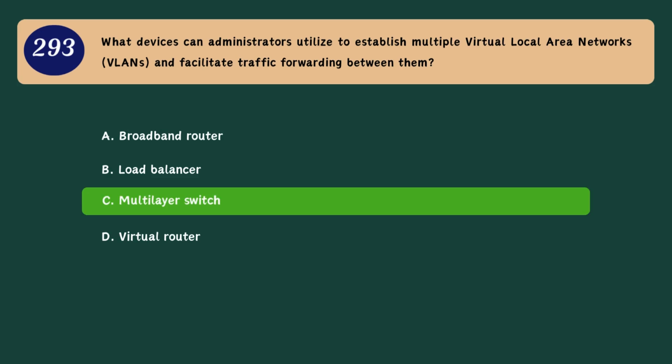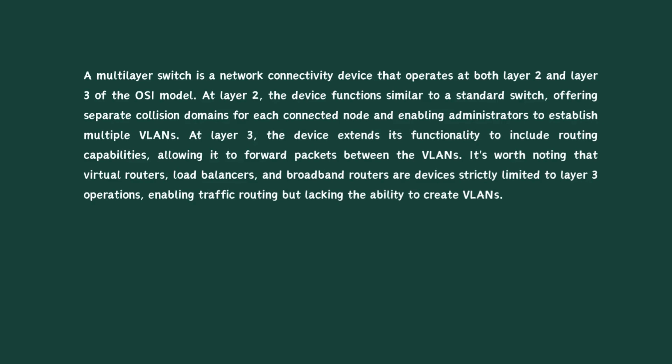Correct answer. C. Multi-layer switch. A multi-layer switch is a network connectivity device that operates at both Layer 2 and Layer 3 of the OSI model. At Layer 2, the device functions similar to a standard switch, offering separate collision domains for each connected node and enabling administrators to establish multiple VLANs. At Layer 3, the device extends its functionality to include routing capabilities, allowing it to forward packets between the VLANs.